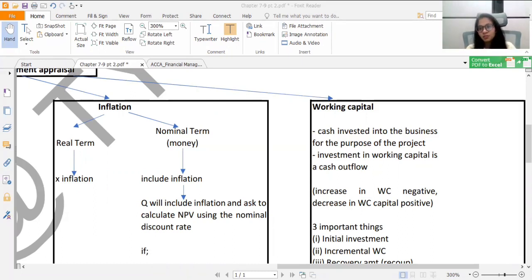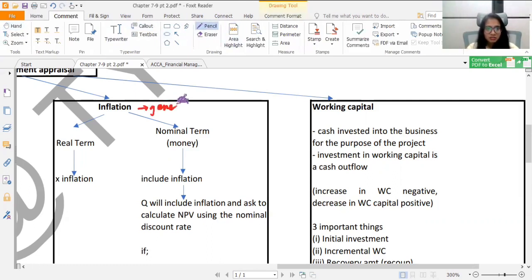How would inflation affect the company? How would inflation affect the cash flows? How would inflation be accounted for in your investment appraisal? As you already know, inflation is actually a general increase in the price level. So maybe you guys just want to add this here.